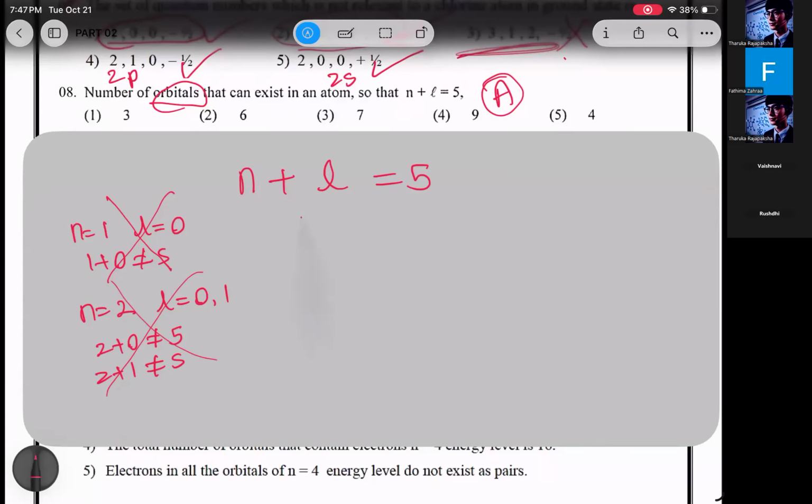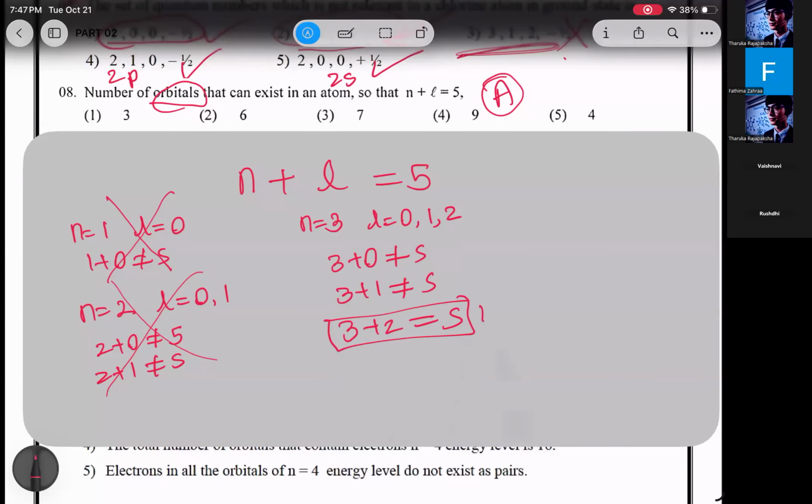The other case, when n equals 3, it can be done. Look, when n equals 3, L can be 0, 1 and 2. That means 3 plus 0 is not equal to 5, 3 plus 1 is not equal to 5, and 3 plus 2 is equal to 5. This is correct. So that means n equals 3 and L equals 2.